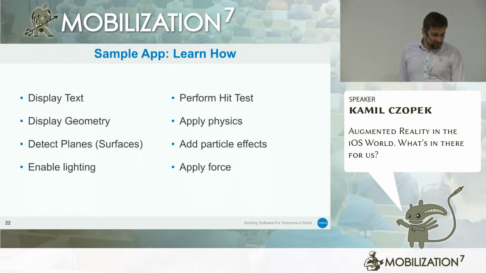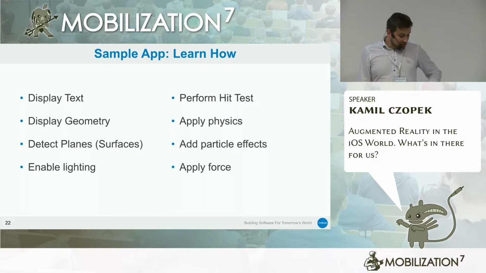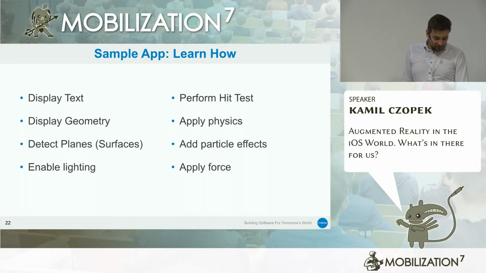What I would like to do is to cover the following. Display text, as Hello World would say. This is going to be hello mobilization. Show how to display some geometry nodes, how to detect planes, which are surfaces, and enable lighting, perform a hit test, which is when you tap on the screen, you want to find out if this extension of your tap would have hit any node existing on a scene.